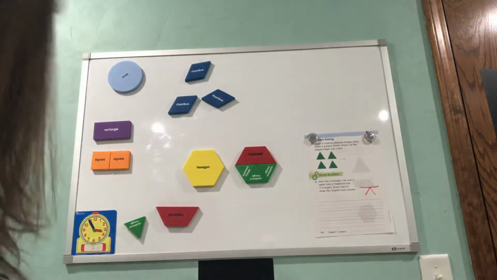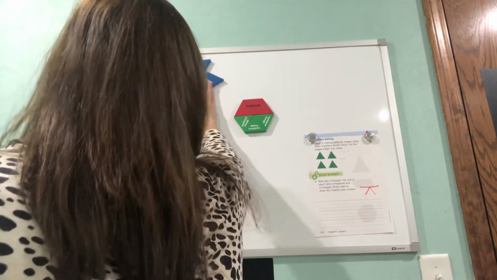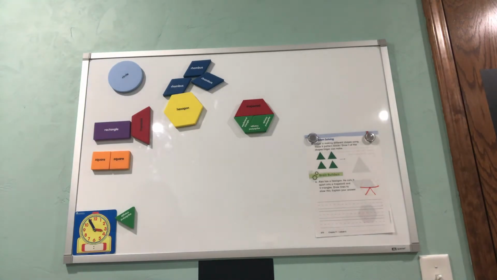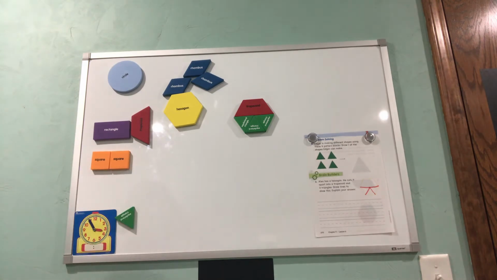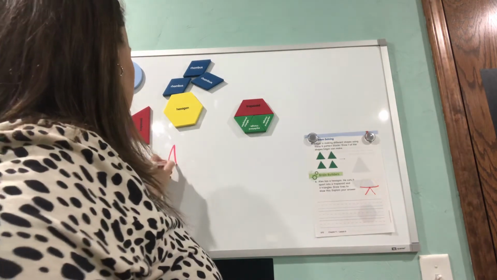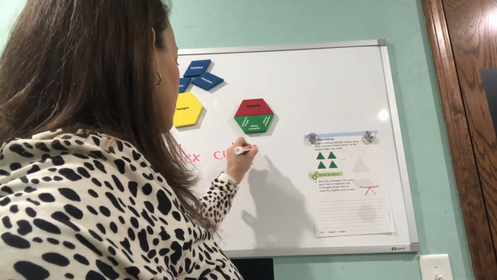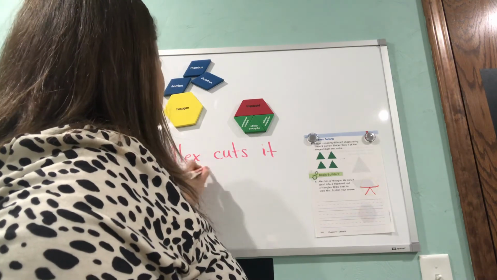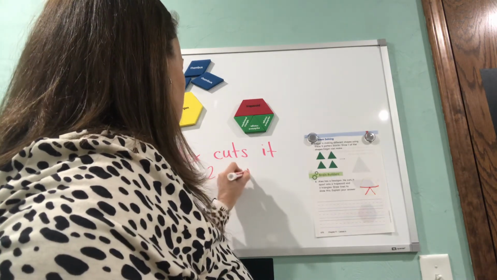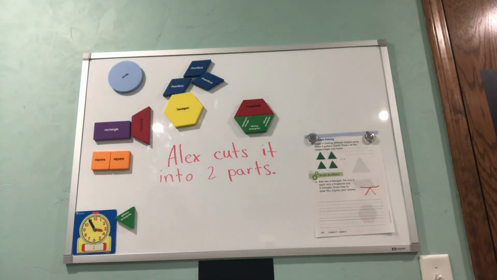So then it says, explain your answer. So how did we get our trapezoid and our 3 triangles? So what did we do first? I just cut it into 2 parts. So I'm going to say Alex cuts it into 2 parts. Because that was the first thing we did. We just cut it into 2 parts.